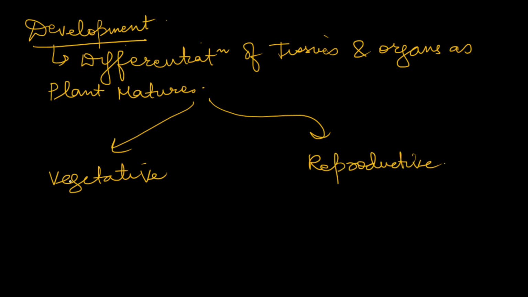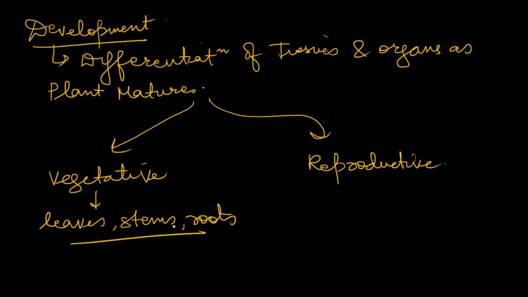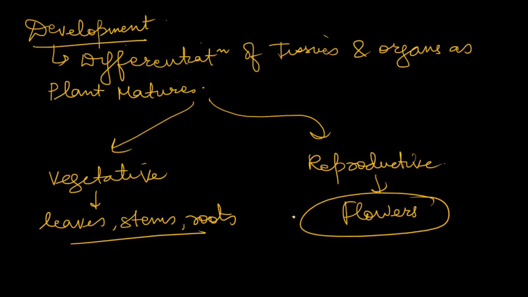In vegetative development, the vegetative parts of plants such as leaves, stems, roots develop. And in reproductive development, the reproductive parts develop, that is generally flowers. We all know that the reproductive part of the plant is the flower, and after the flowers develop into fruits and produce the seeds. So this is how development can be classified.